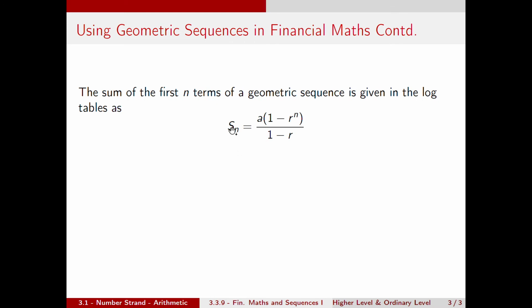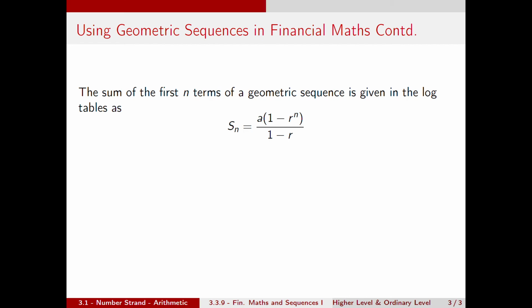So, using the geometric sequence formula, which we discussed in a previous video, we see that the sum of the first n terms of a geometric sequence is given in the log tables as S sub n is equal to A times (1 minus r to the n) all over (1 minus r). So how would we apply that to our question?